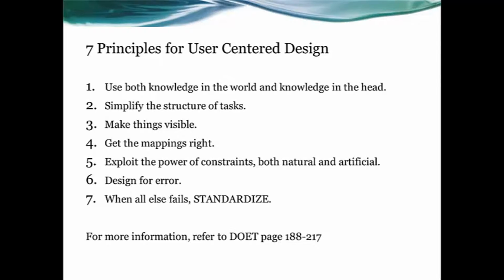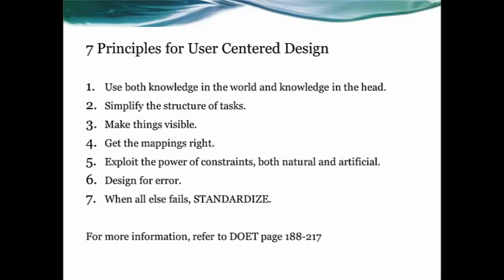There are 7 principles for user-centered design. They are: 1. Use both knowledge in the world and knowledge in the head. This is all about creating a good conceptual model to help users understand the website. For example, an expanding menu on a website mimics the known structure for storing files on a computer. Using elements that users already know will shorten the time it takes to learn the system and help all users, especially those with disabilities.